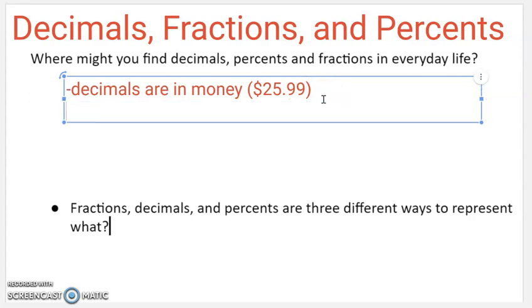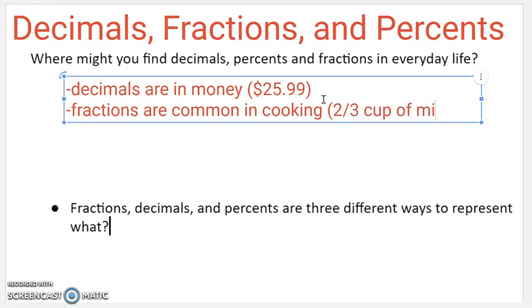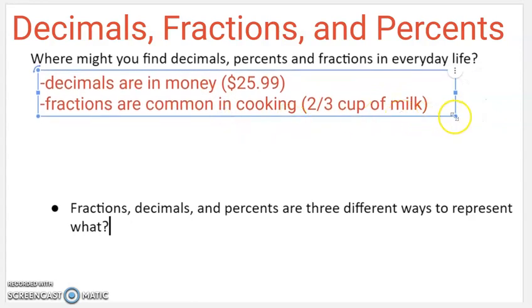Another example, let's take a look at fractions. Fractions show up all the time. One common place is in cooking. So thinking about like, hey, I need 2/3 of a cup of milk. So they show up in terms of measurements all the time. It's very important to make sure these measurements are correct when you're cooking, because otherwise your cookies or your meal or whatever you're making isn't going to turn out the way you want it to.